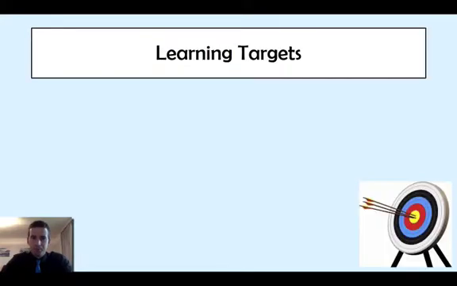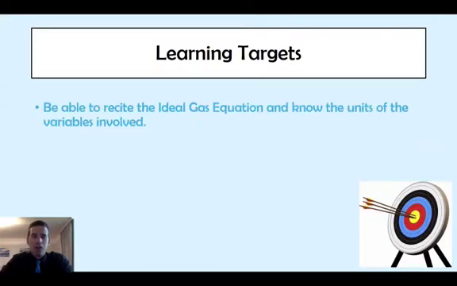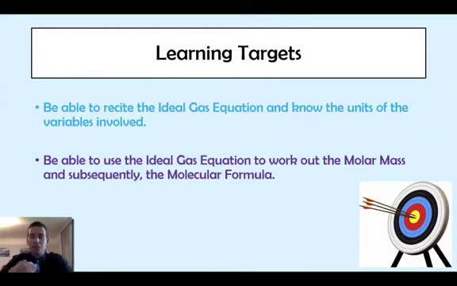Okay, so learning targets. You should be able to recite the ideal gas equation and know about the different components which make it up. And you should be able to use this equation to work out the molar mass and subsequently the molecular formula. So hopefully you can remember that to go from the empirical formula to the molecular formula, you need the molar mass.